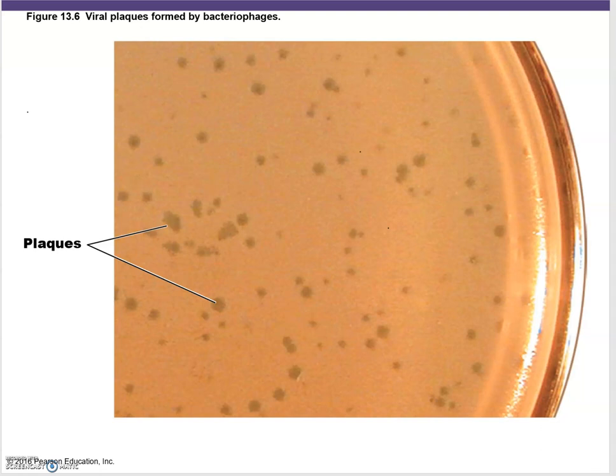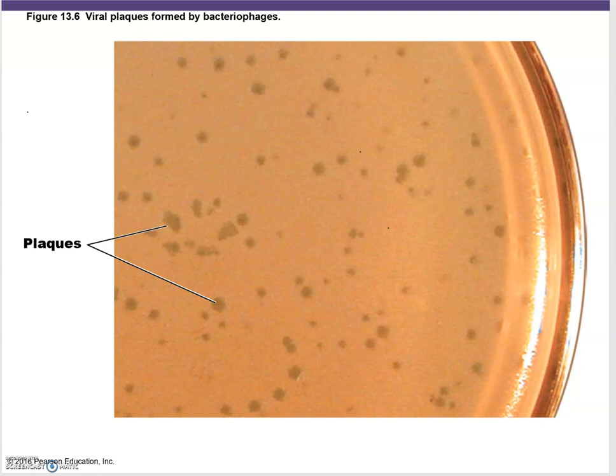So let's pick up our part two, right where we left off on part one, taking a look at how viruses can grow. Our example here was to grow bacteriophages, and of course they grow inside of bacterial cells. That's fairly simple to do.